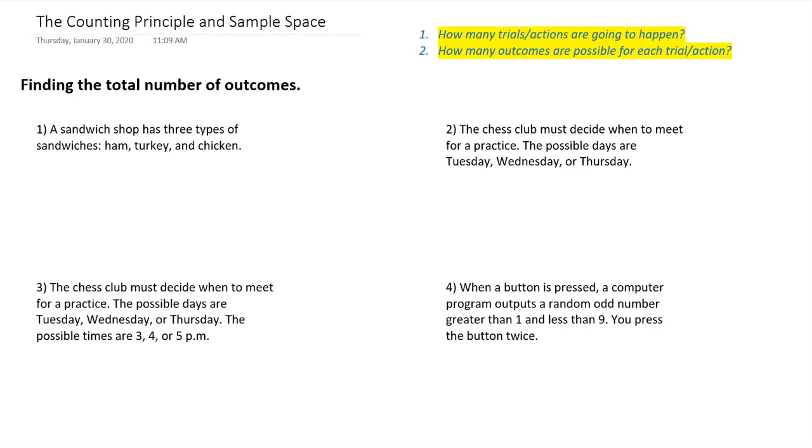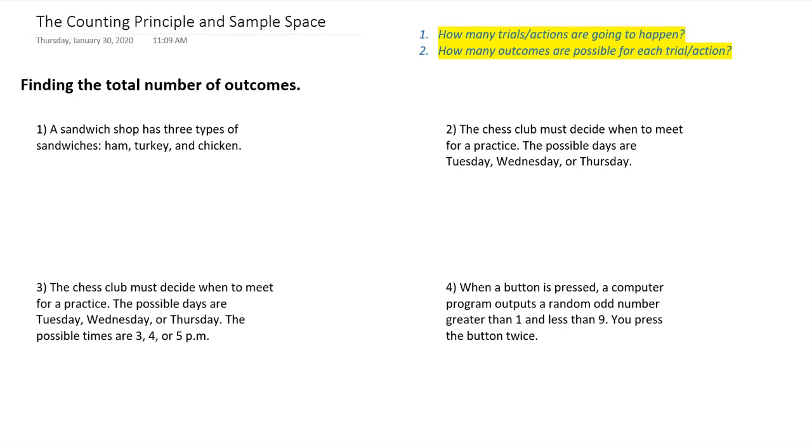In this lesson, we're going to be talking more about sample space, and we're going to be talking about how to use the counting principle to find out how many outcomes are possible in that sample space. Tree diagrams and listing helped us see what the outcomes were. In this one, we're just interested in how many outcomes are possible.